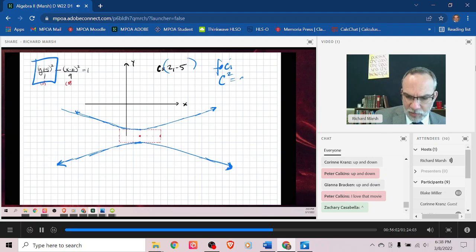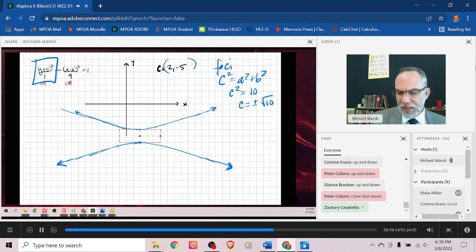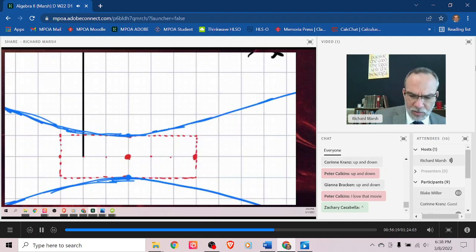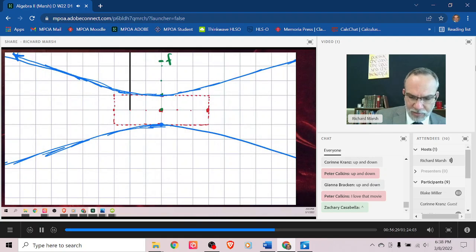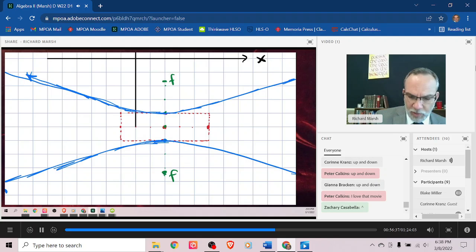Foci are a c distance away, and c squared is equal to a squared plus b squared. And so c squared is equal to 10, and so c is equal to positive and negative square root of 10. That's like 3.2 or something like that. So the foci then are going to be measured from the center up 1, 2, 3.2. There's a focus right here. And then down 1, 2, 3, there's a focus right there.